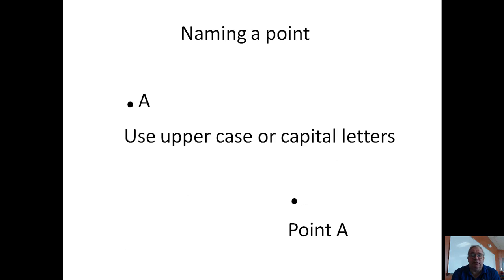So we have a couple more. So we're going to use all uppercase or capital letters. Like I said, capital A or point A. So uppercase means capital letters. They mean the same thing. It's not "a or." It's just telling you those are the same thing.